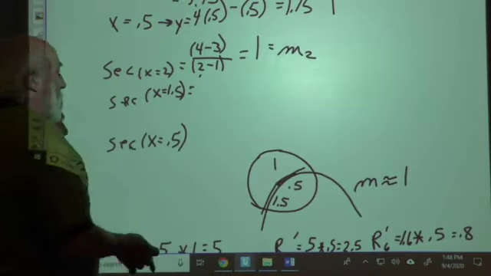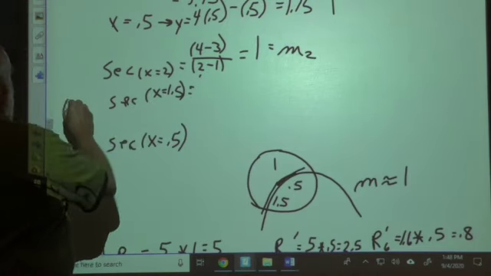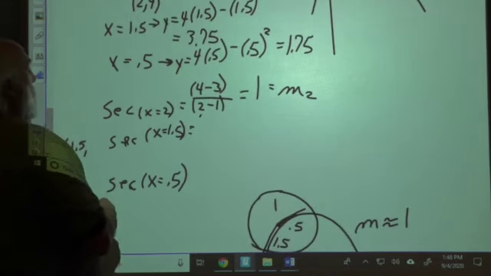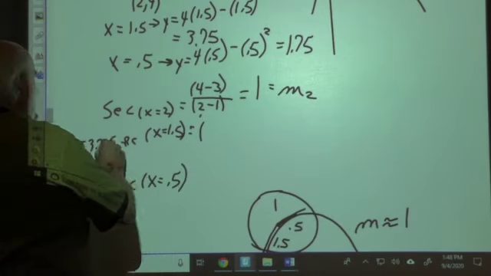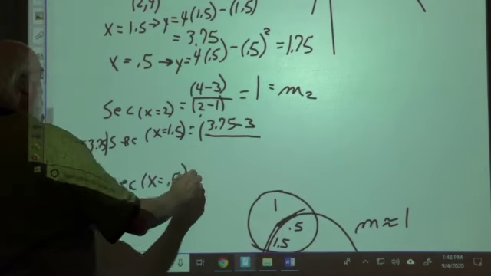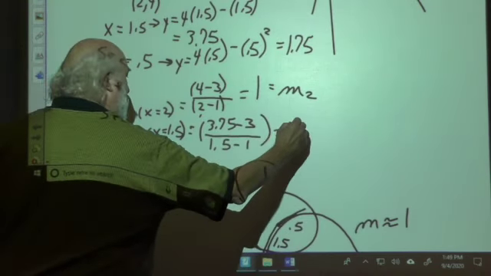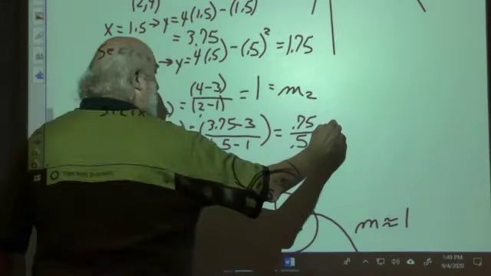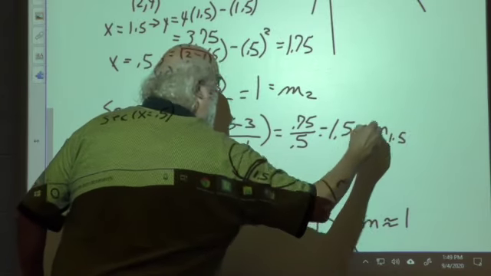Now we find the slope of the secant where x is 1.5. The point for that is 1.5, and we said that this was 3.75. So this is going to be 3.75 minus 3 over 1.5 minus 1. This equals 0.75 over 0.5, which is 1.5. So that would be our slope at x equals 1.5.